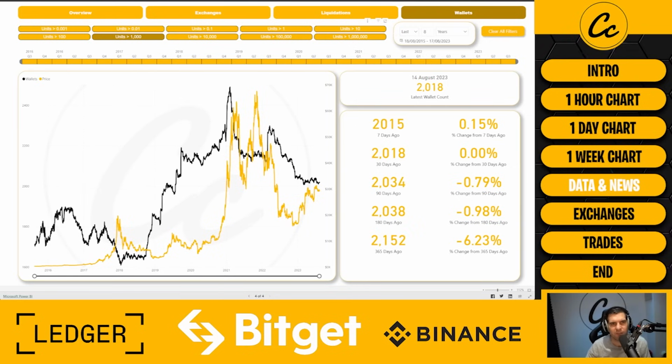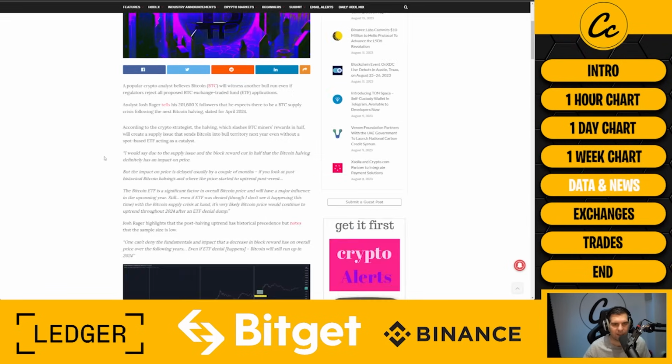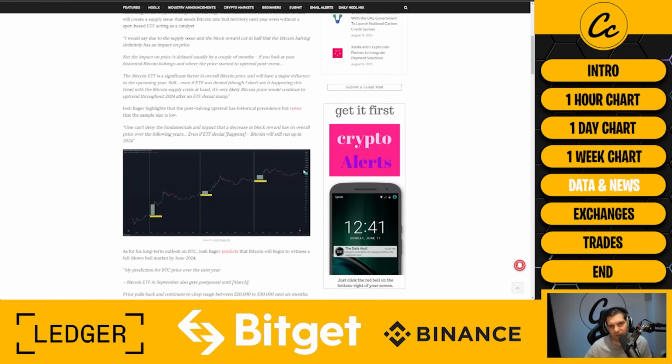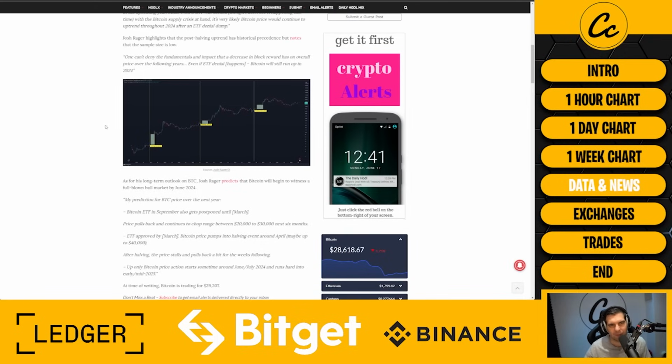And so that brings me back to the news, right? Because this news is basically saying, regardless of the ETFs, whether they get approved or denied, there's going to be a bull market. Essentially what they're talking about here is that the Bitcoin halving event is going to happen, and it's going to halve the amount of Bitcoin that is going to be mined, and that's going to cause a bull market. It's happened in the past, it's going to happen again, right?